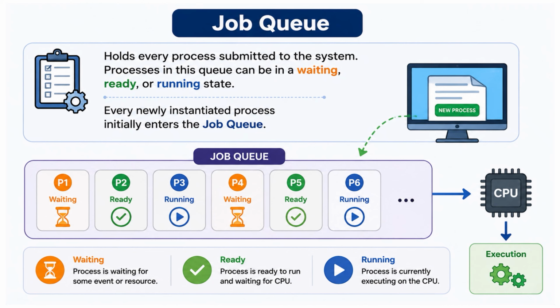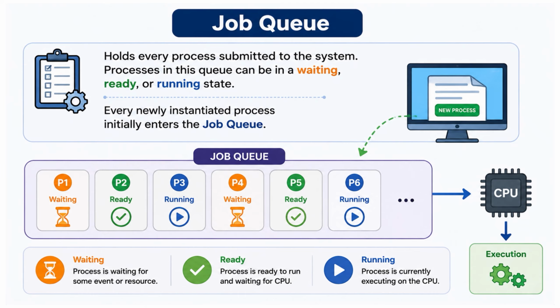The first queue is the job queue. Whenever a new process is created or submitted to the operating system, it first enters the job queue. The job queue contains every process that has been submitted for execution. Some processes may still be waiting for memory. Others may already be running or waiting for resources. The job queue represents the complete collection of processes known to the operating system.